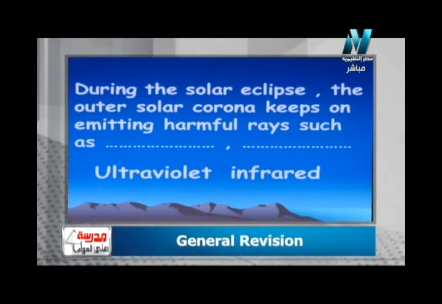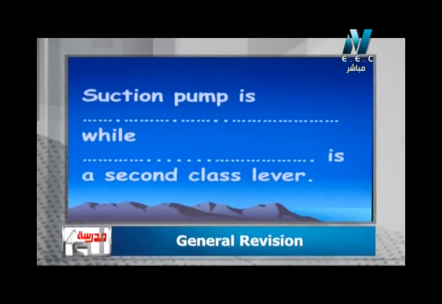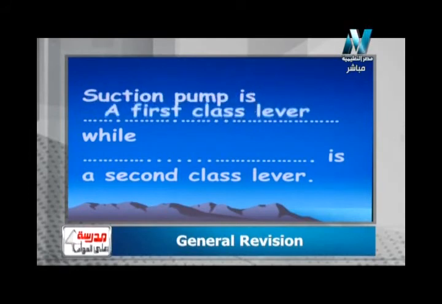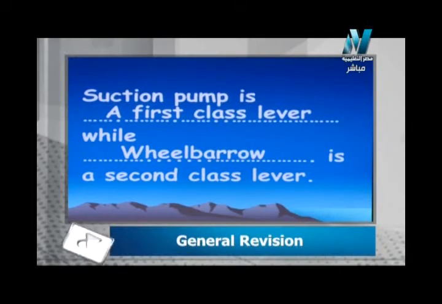vision، فقدان البصر. Another question: suction pump is what, while pint is a second class lever. Suction pump أو ترمبة المياه هي surely first class lever، لكن مين هو ال second class lever؟ For example, wheelbarrow, stapler, bottle opener, nutcracker, any one of the levers we have studied is second class lever. But suction pump is a first class lever. So why suction pump is a first class lever?